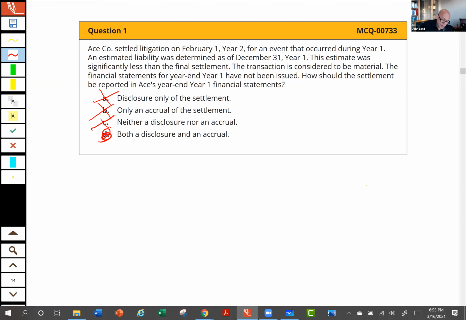It's clearly a subsequent event, and there are no subsequent events for which you don't have to disclose something. Notice they gave me the phrase in here that it was material. This question called out that it was material. What would have happened if the question didn't call out that it was material? What if it didn't?